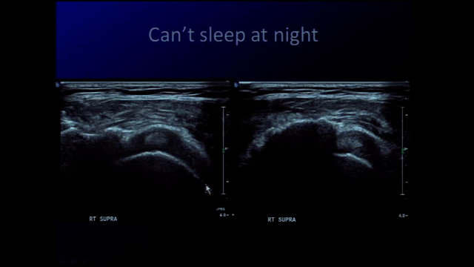tendon. And when the patient tries to abduct the arm, the tendon is unable to slide completely underneath the acromion due to impingement and blockage from this intratendinous deposit.